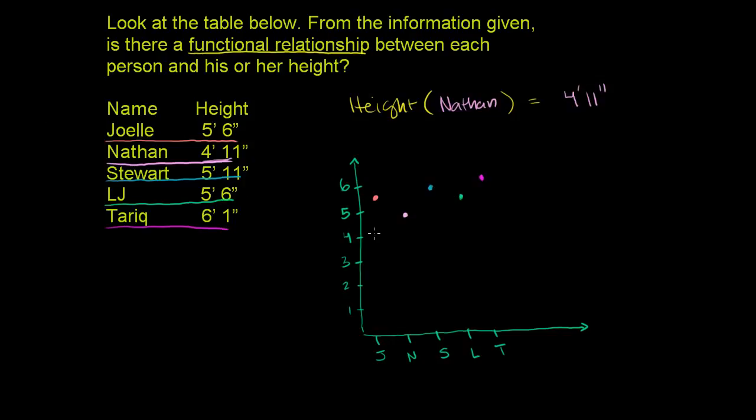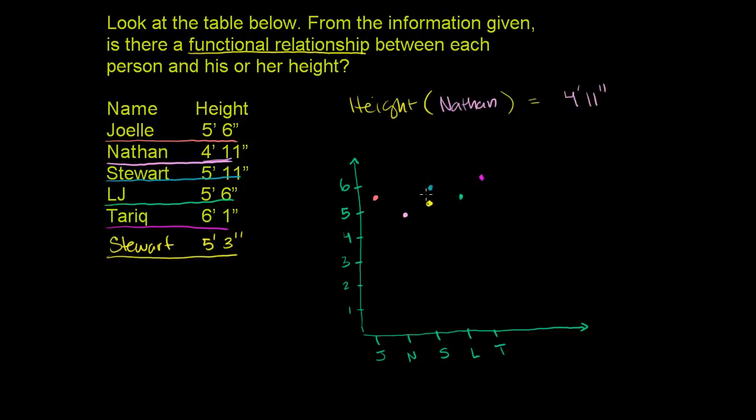Now, you might say, OK, well, isn't everything a functional relationship? No. If I gave you the situation, let's say the table was like this, and I also wrote that Stuart is 5'3". If this was our table, then we would no longer have a functional relationship. Because for the input of Stuart, we would have two different values. If we were to graph this, we have Stuart here at 5'11". And then all of a sudden, we would also have Stuart at 5'3". So for Stuart, you would have two values.